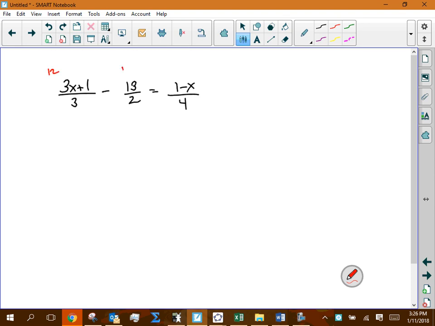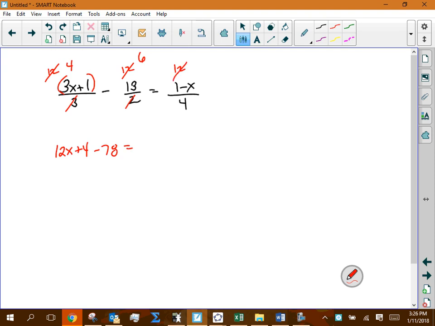So 12, 12, 12. Those are going to cancel, leaving me a 4. So now I have 4 times this thing, and it's a quantity, so you have 4 times that whole thing. So 4 times 3x gives me 12x, and then 4 times 1 gives me 4. Now here, these are going to cancel, gives me 6. So 13 times 6, I believe that's 78, so minus 78.